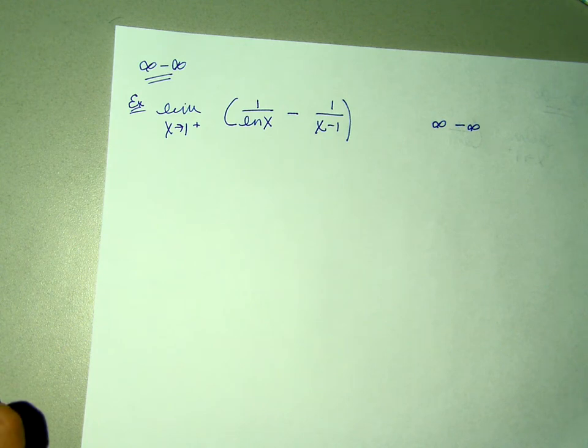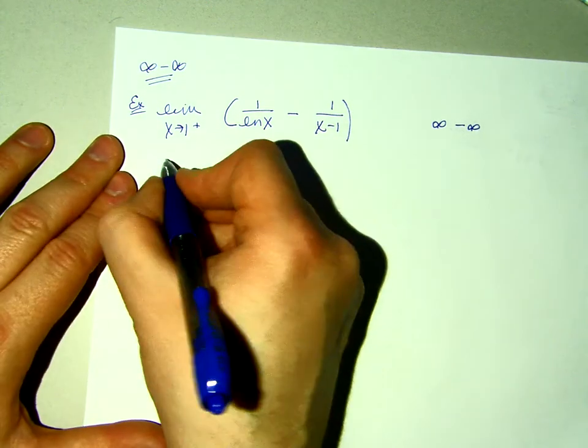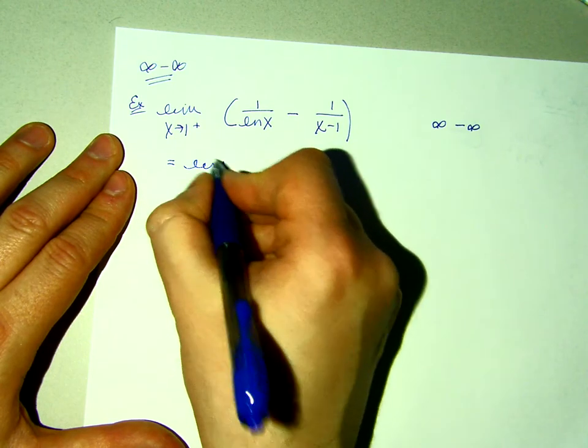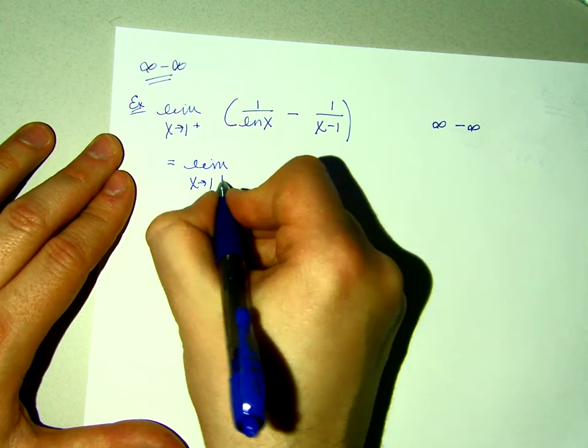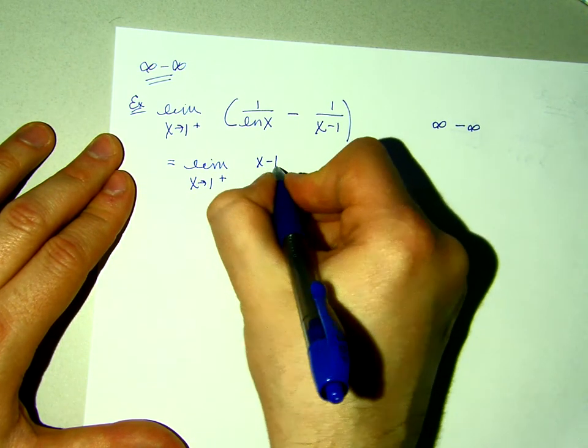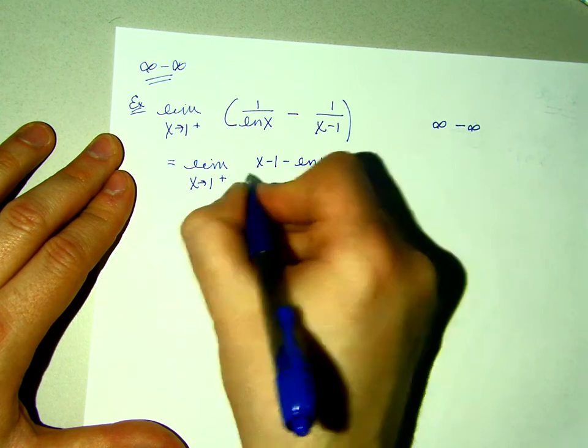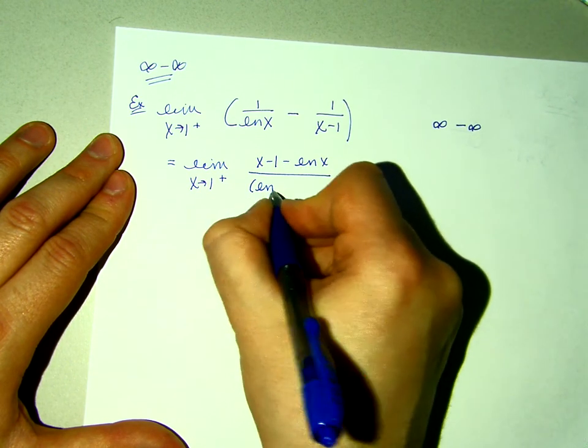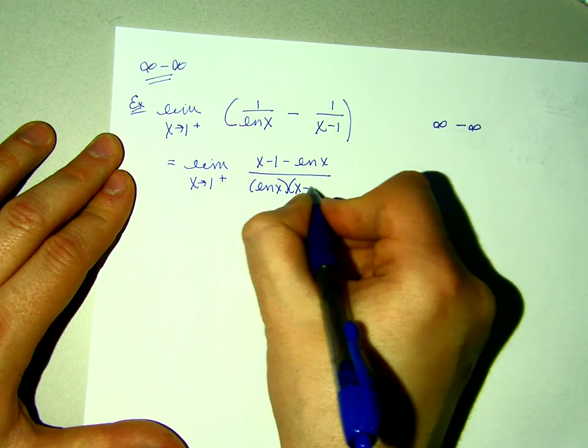Anyone want to take a guess what we could do? Make it one fraction. Get a common denominator. Let's turn it into one big fraction. That should give us 0 over 0 or infinity over infinity. So just get a common denominator. We're going to get the limit as x approaches 1 from the right of x minus 1 minus the natural log of x over the natural log of x times x minus 1.